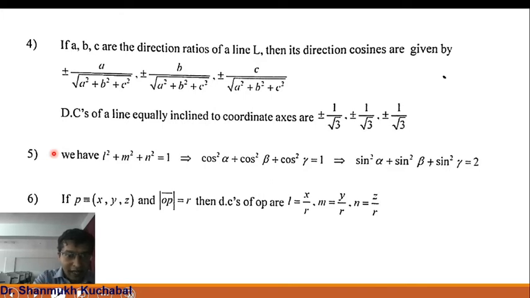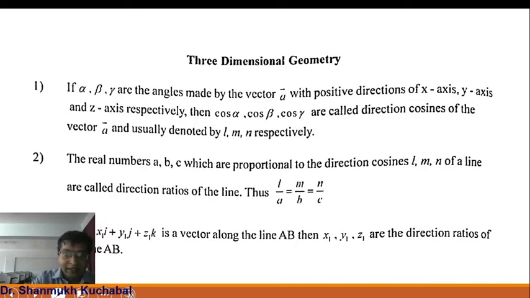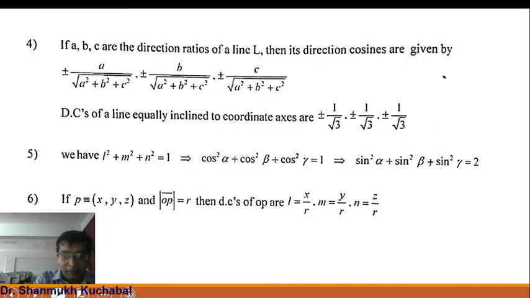Next we have L square plus M square plus N square equals 1. This implies cos square alpha, since I have told already that L equals cos alpha in the first point. So L square becomes cos square alpha, M square becomes cos square beta, N square becomes cos square gamma, equal to 1, unity. So this can be written as sin square alpha plus sin square beta plus sin square gamma equals 2. Like this we have to write it. Remember these conditions, for many examples it is very helpful.